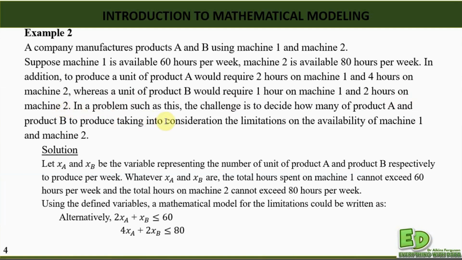Right? In a problem such as this, the challenge is to decide how many of product A and product B to produce, taking into consideration the limitations, or what we call the constraints, the linear constraints on the availability of machine 1 and machine 2. So the production of these products A and B is dependent on the limitations, that is the linear constraints, right? The constraint that you have.